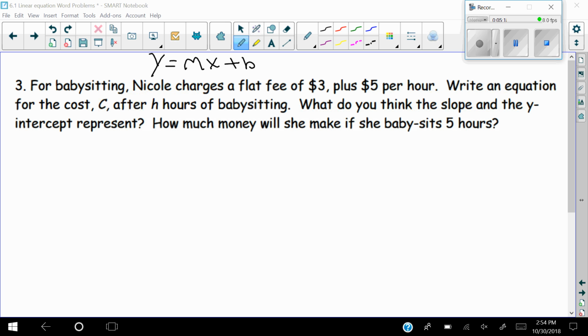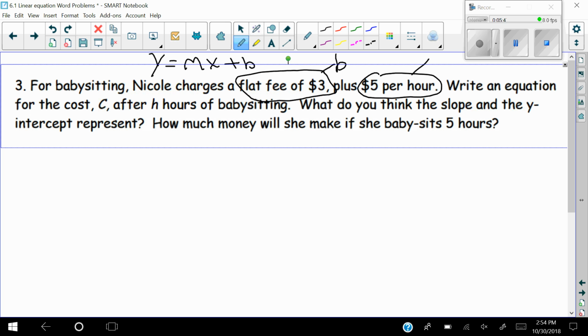So what we want to do is label each one of these 4 letters and find it within the context of the word problem. So we'll take a look and see here that Nicole charges a flat fee of $3. So here's that flat fee. That's where you're going to end up beginning. So this right here is our B. Okay. And right here where you have per hour, we're going to end up with $5 per hour. So that's what we're going to multiply by since it's per hour. So that's going to be our M.